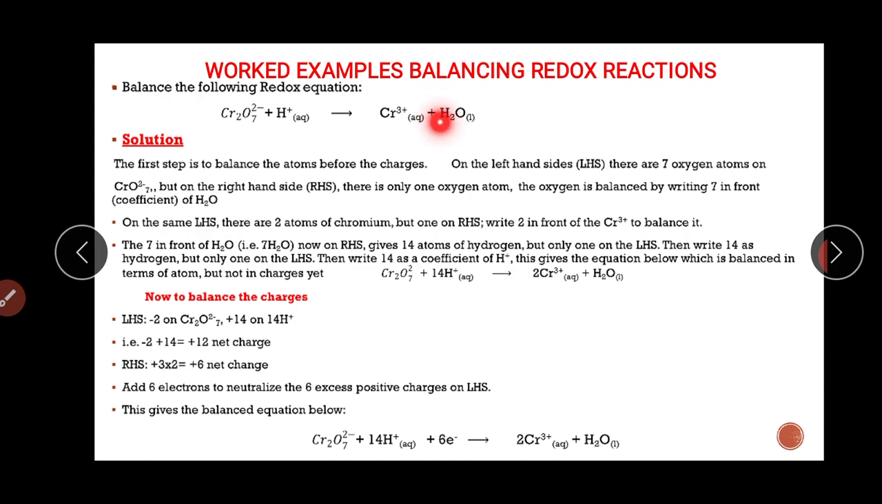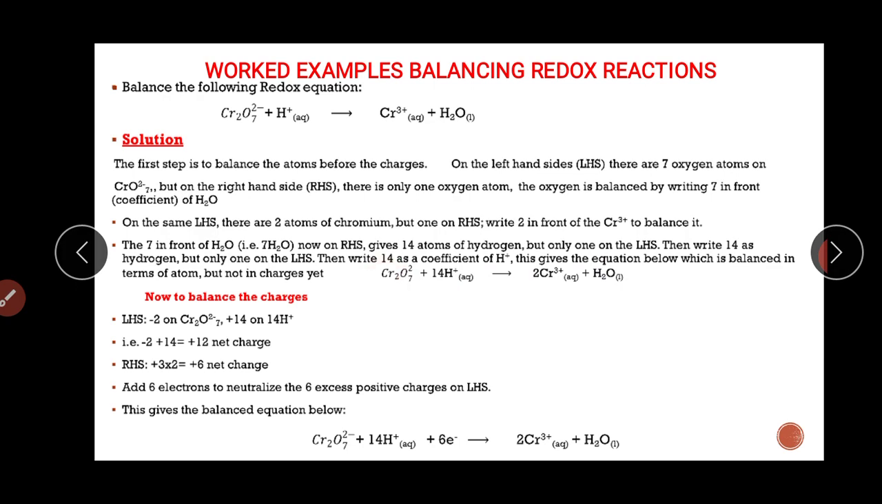By the time we put 7 here, we use it to balance all the oxygen. It will have made the hydrogen to be 14. And hydrogen here is not just 1. So we are going to write 14 at the back of this hydrogen here. By the time we write 14, the equation is balanced in terms of the atoms. So what we are going to do now is to balance the charge, and this is exactly what we have after you balance the atoms.